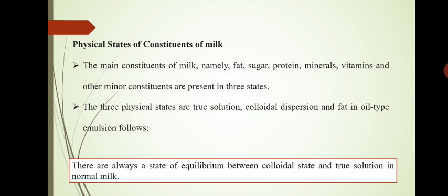Now, the physical states of constituents of milk. The main constituents of milk, namely fat, sugar, proteins, minerals, vitamins and other minor constituents, are present in three states. These three physical states are true solution, colloidal dispersion, and fat in an oil-in-water type emulsion. There is always a state of equilibrium between the colloidal state and true solution in normal milk. So these are basically the three physical states of constituents of milk.